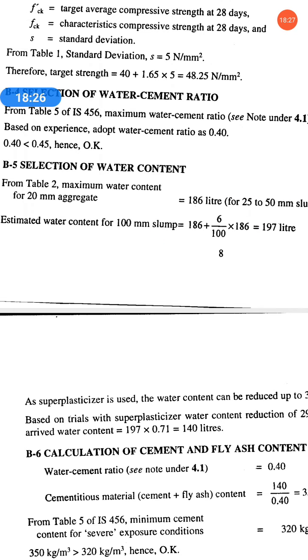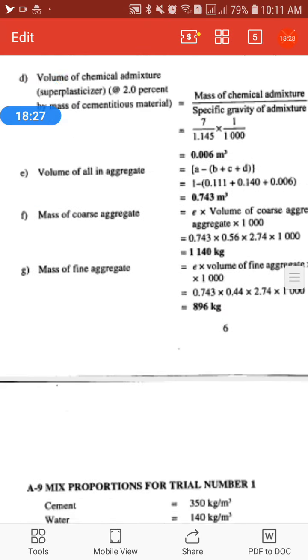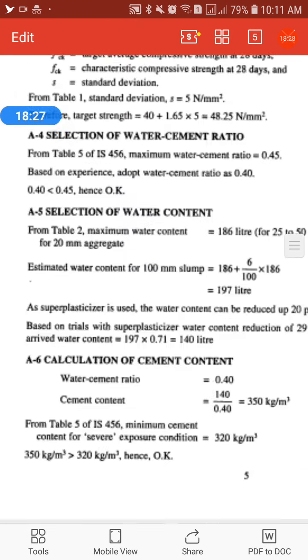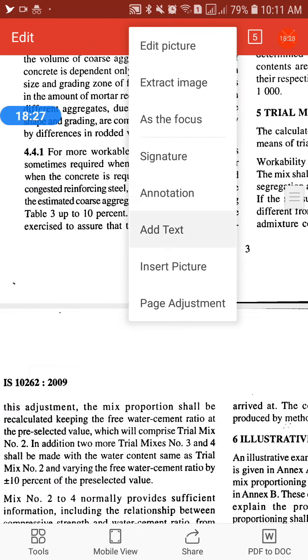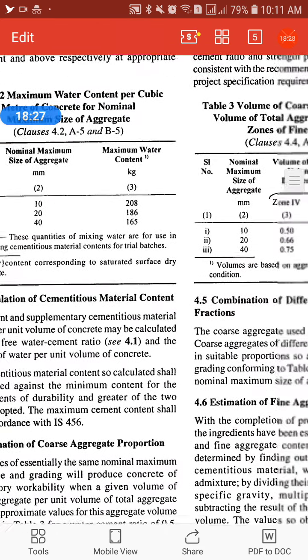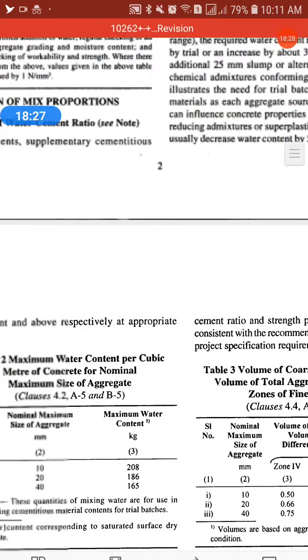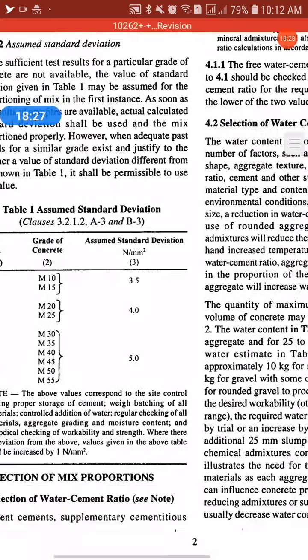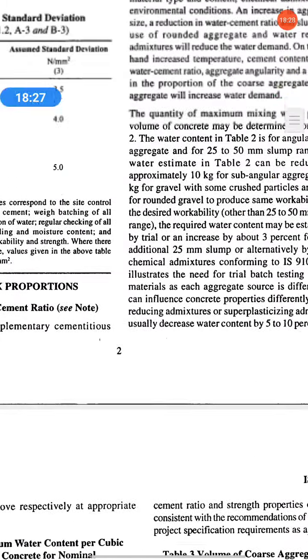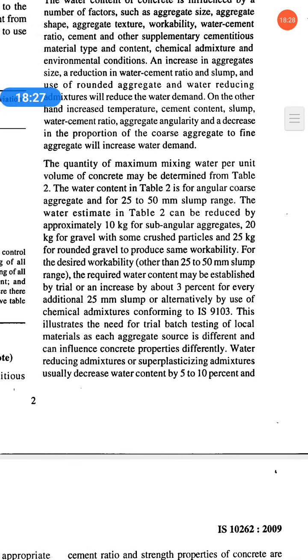Okay, I am showing you this fundamental. See where table number 2 is. See here, read this one.